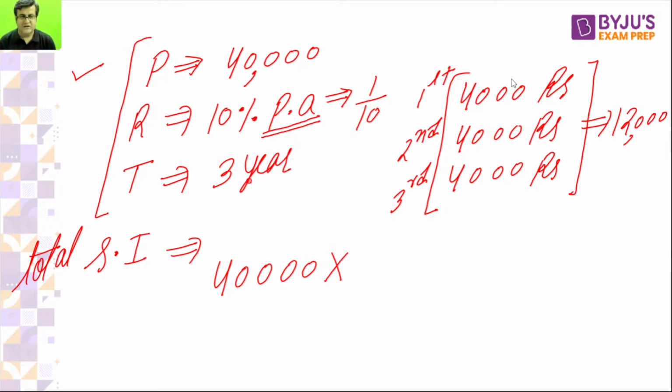If the rate of interest is 10%, you are going to get 10% as interest in 1 year. But as the money is deposited for 3 years, how much will the total interest be?